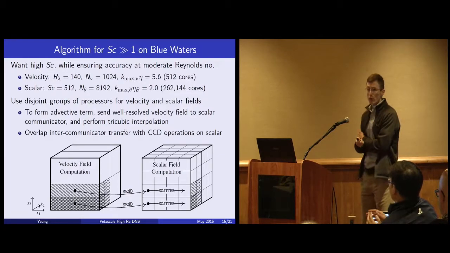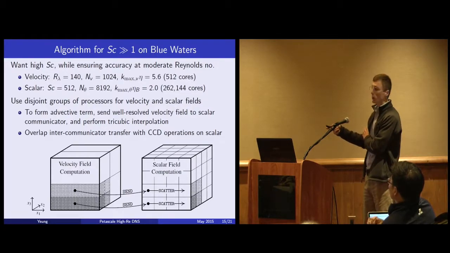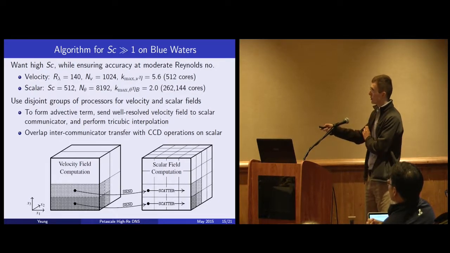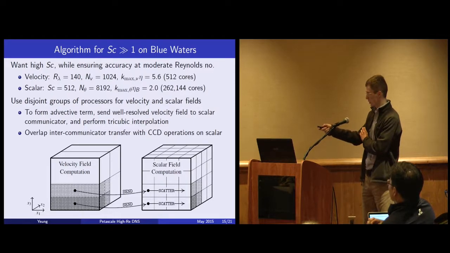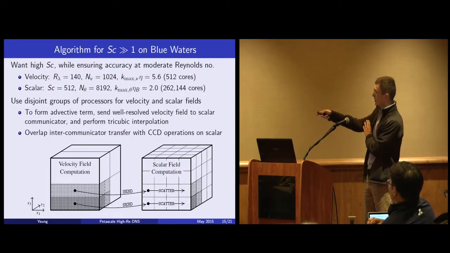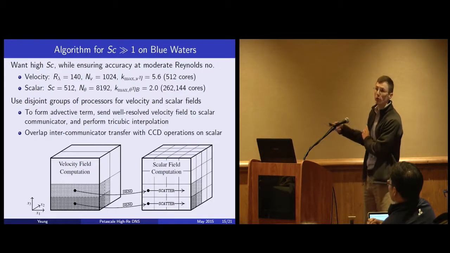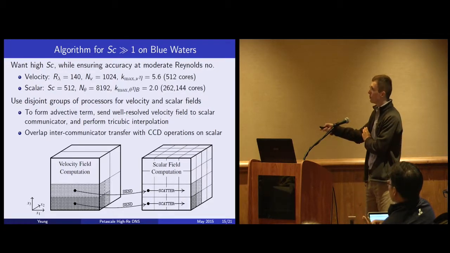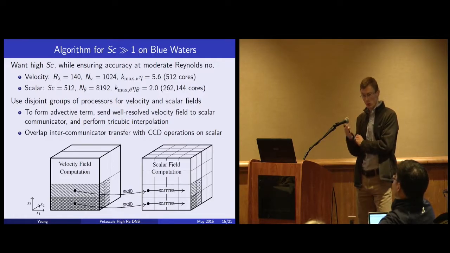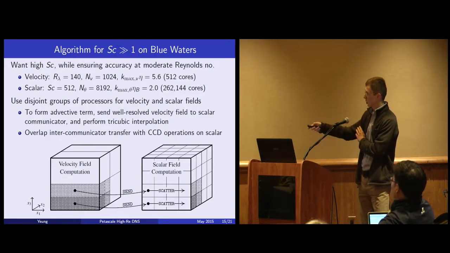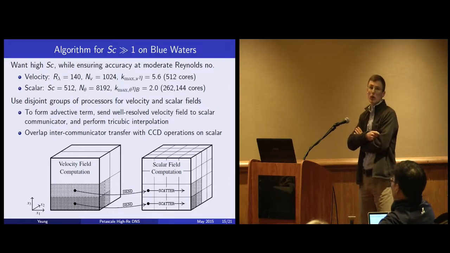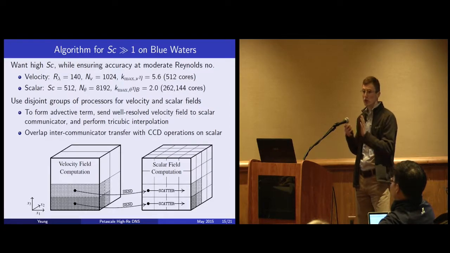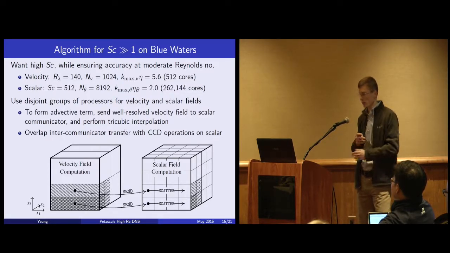To motivate the code design, let's consider an example problem which we've simulated on Blue Waters over the past year. We'll consider mixing in a turbulent flow, isotropic turbulence at a Taylor scale Reynolds number of 140, where in this case we're going to use a grid resolution of 1024 cubed. Now, if we want to simulate a high Schmidt number scalar, say 512, the resolution requirements to perform a DNS of this mixing process will require an 8192 cubed grid for the scalar field. So the computational requirements for these two problems are a little more than 2 orders of magnitude different in terms of the core requirements for the two flows.